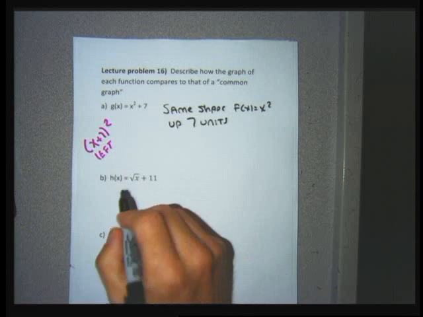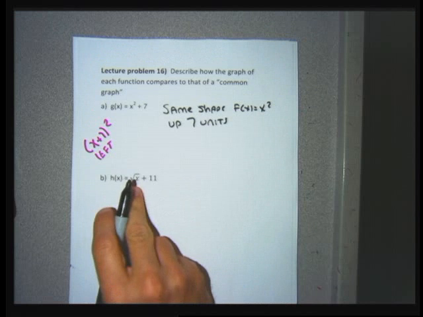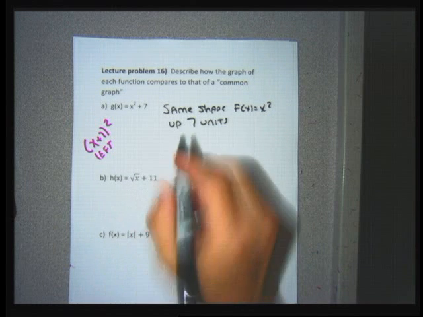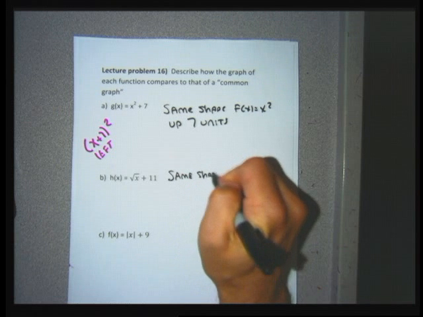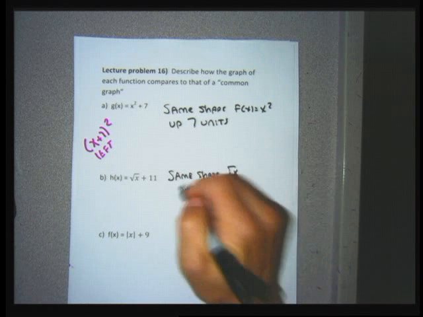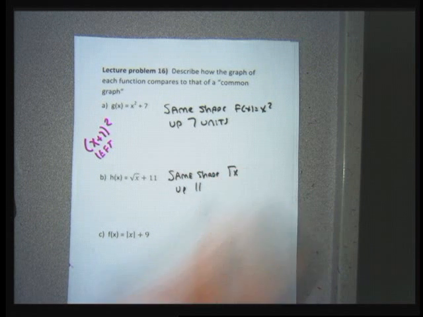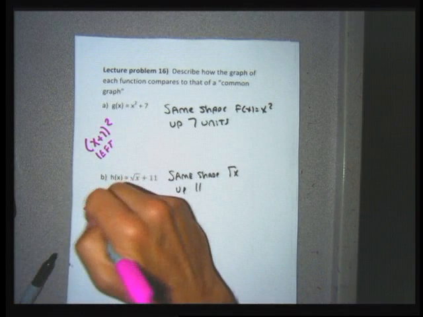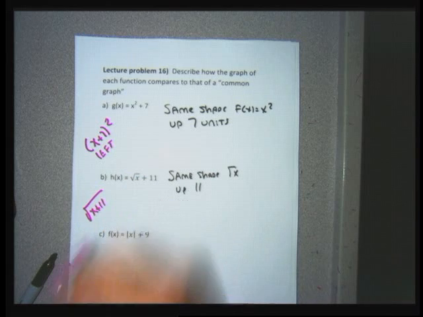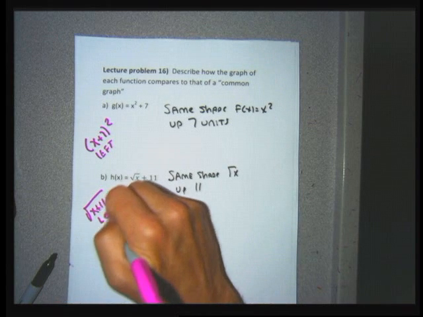For part B, to compare the graph of the square root of x plus 11 to the square root of x, this is going to have the same shape as the square root of x, except it's going to go up 11 units. And again, had that plus 11 been under the radical, that would move it to the left 11.